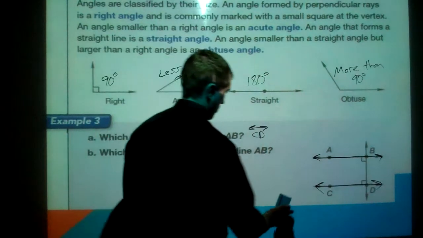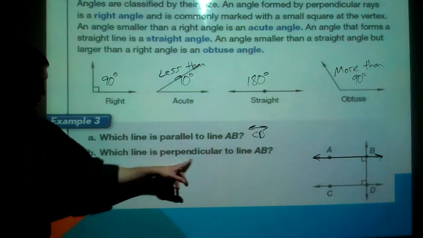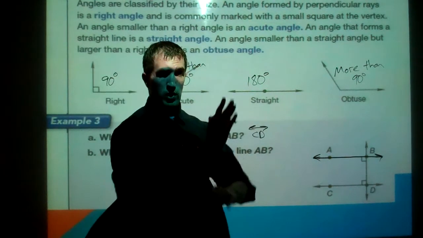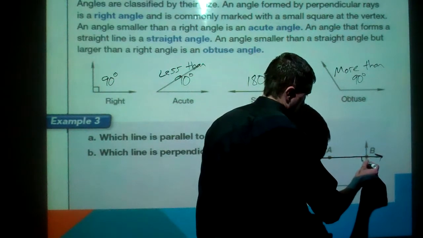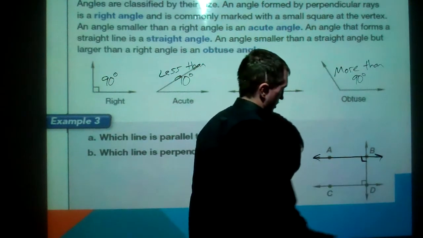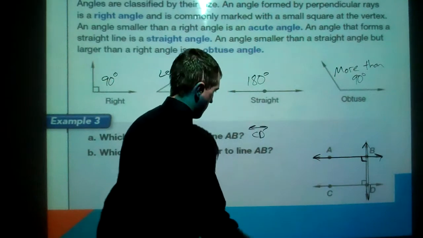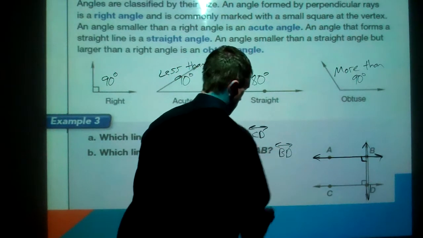And our second question, still looking at line AB, but which one is perpendicular to it? Well, that line would be the one that makes a square corner or a 90-degree angle with it, which is here. And BD is the one that does that. So line BD. Alright.